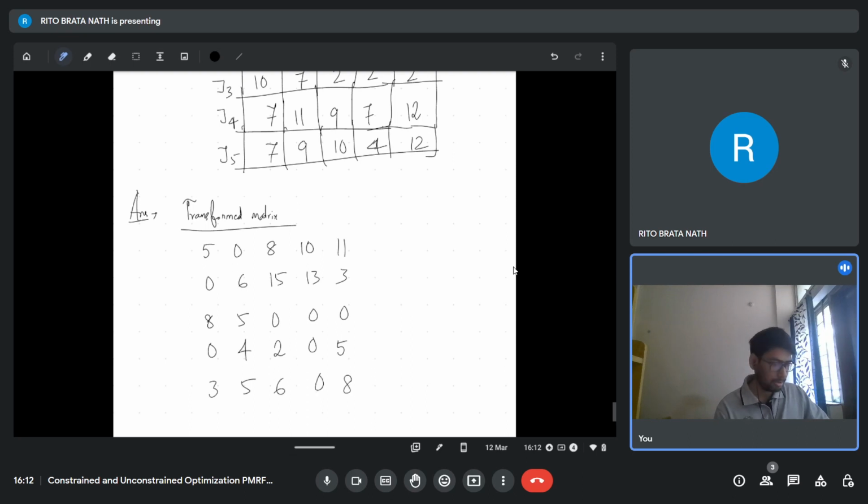And every column, then you pick the column and then subtract. The minimum one at every column is 0 anyways, so the same thing you will get back also. Now you will start to allocate.